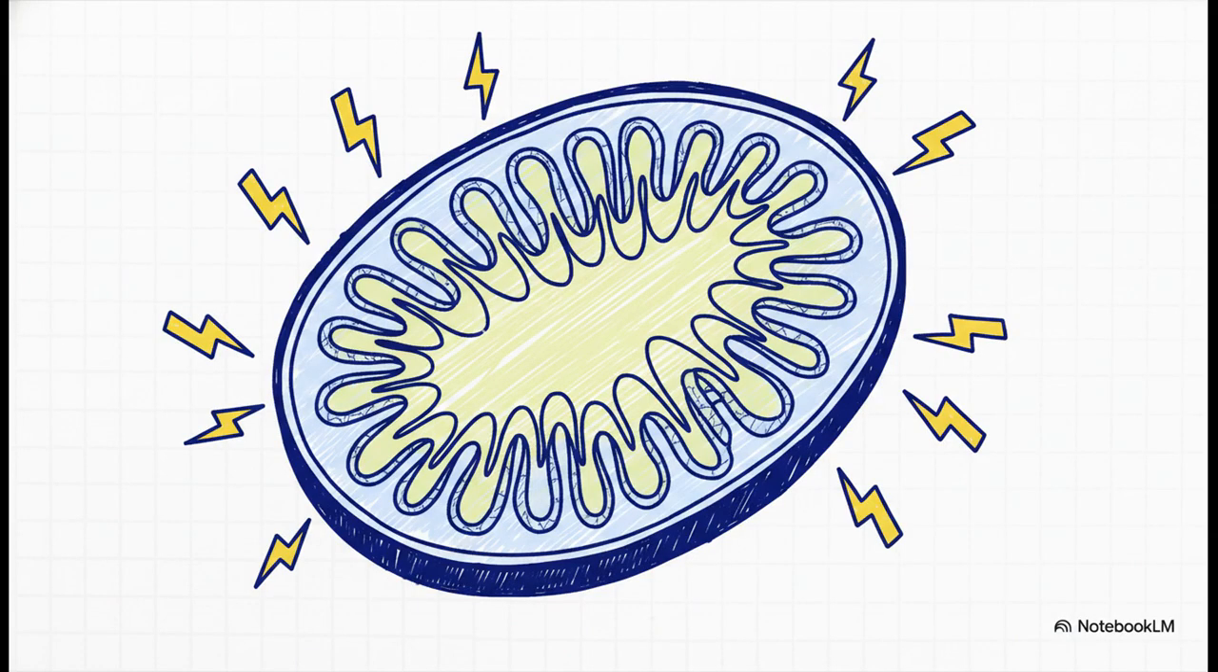So the million-dollar question is how they actually generate all this power. Well, inside the mitochondria, glucose from the food you eat gets broken down to release energy.